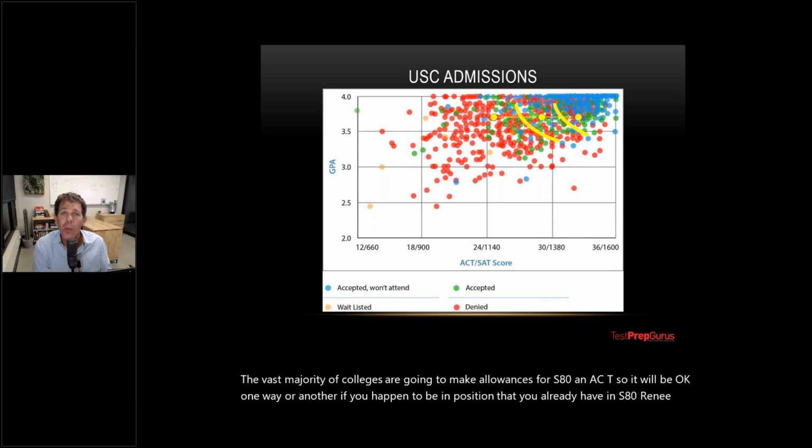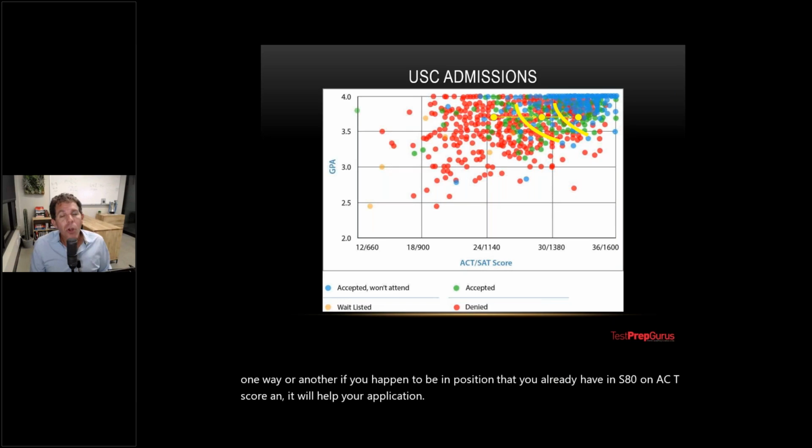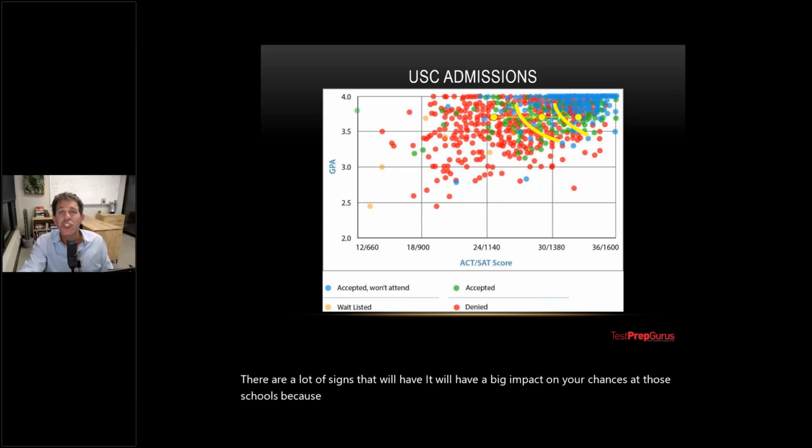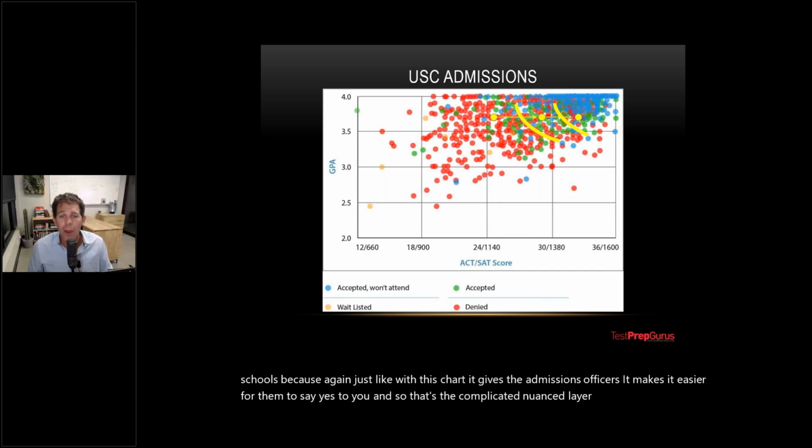If you happen to be in a position that you already have an SAT or an ACT score and it will help your application, there are a lot of signs that it will have a big impact on your chances at those schools, because again, just like with this chart, it makes it easier for admissions officers to say yes to you. And so that's the complicated, nuanced lay of the land for our current seniors.